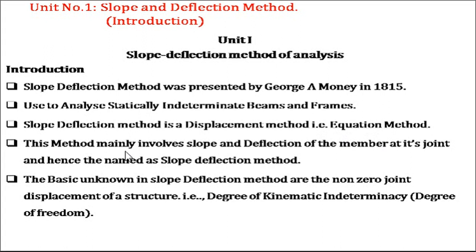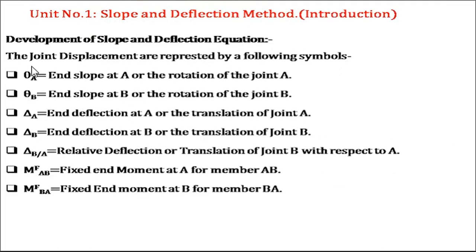This method mainly involves the slope and deflection of the member at its joint, and hence the name slope deflection method. The basic unknowns in the slope deflection method are the non-zero joint displacements of a structure, that is, the degree of kinematic indeterminacy or degree of freedom. These are the different symbols for the development of slope and deflection equation.